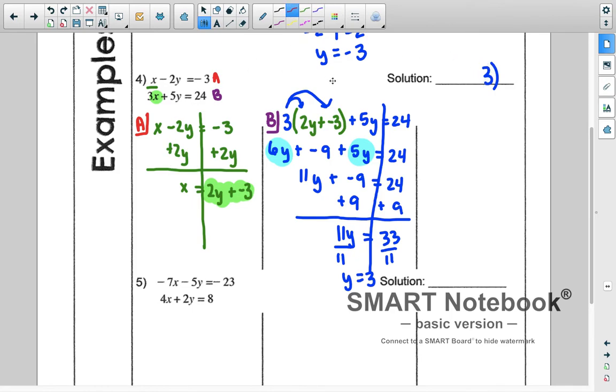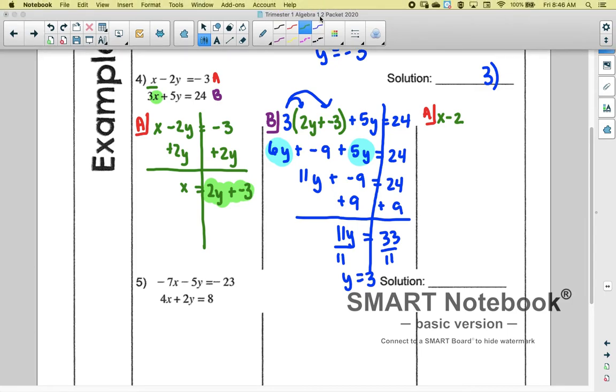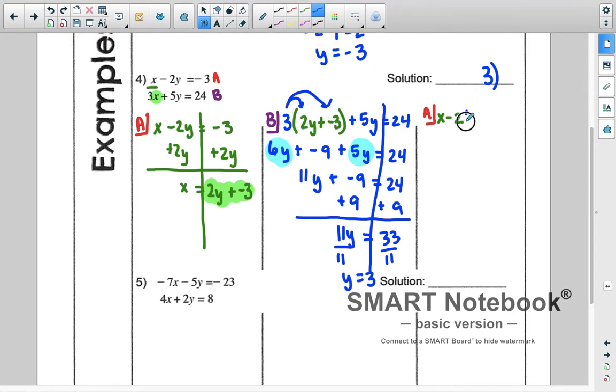All right, now we're going to pop back to equation A. So it's kind of goofy. We go back and forth, back and forth, back and forth. So go A, B, A. Okay. Now in equation A, we now know that y is 3. So I'm going to have x minus 2 times y, and our y is 3.